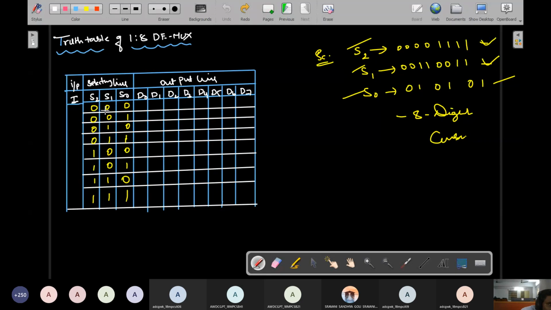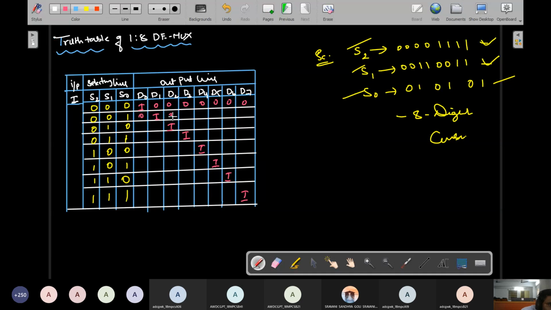See, here S0, S1, S2 are all 0, so this is I and remaining all are 0. This is the second state, which represents I. This is the third state, which represents I. This is the fourth state, where the input is directly connected to the D3 output. In this state it is directly connected to D4, remaining all are 0. In this state it connects to D5, and then D6, and finally D7.